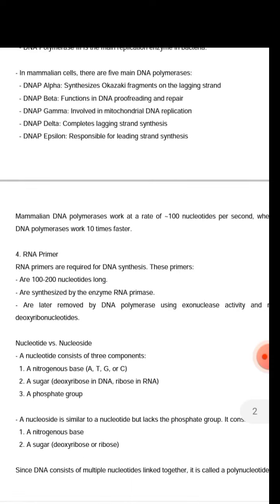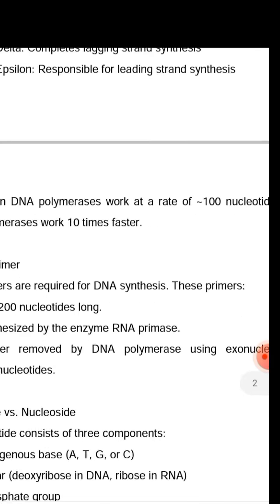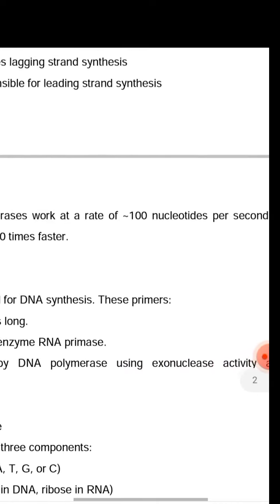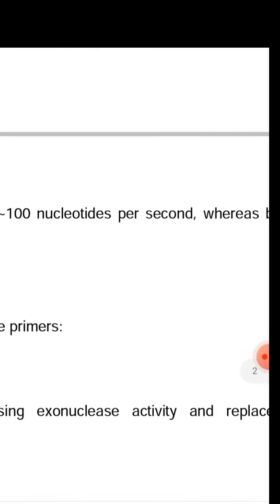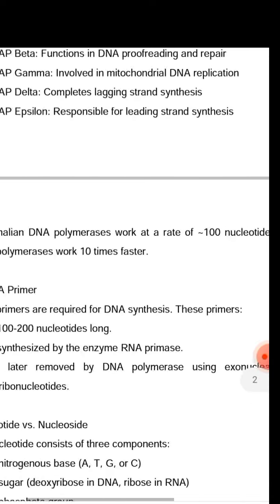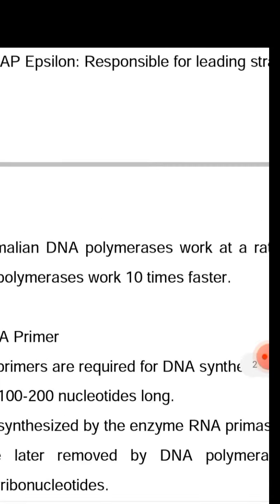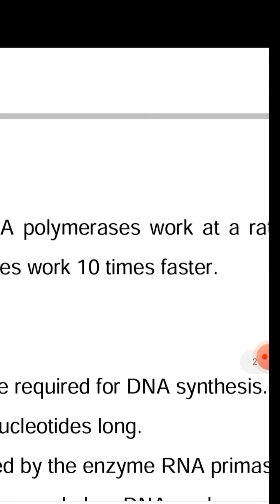Another thing you need to take note of is that the mammalian DNA polymerases work at a rate of 100 nucleotides per second. They are not that fast, whereas the bacterial DNA polymerases work 10 times faster. So 10 times 100 is what? 1000.